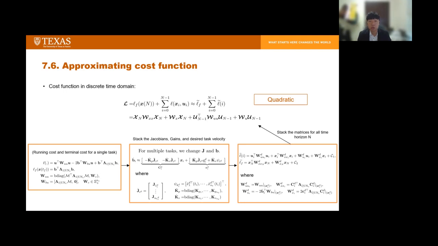We replace the Jacobian J and vector B with the stack of Jacobian gain and desired task velocity vectors for all multiple tasks. Then the lambda matrix and B vector can be recalculated using the stacked matrix and vectors. Then running cost and terminal cost are expressed using quadratic and linear terms of the state and input variables, as shown in the upper body.